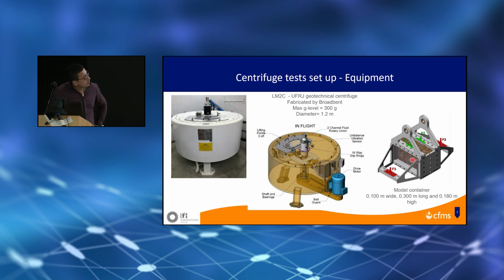So the model container employed as the space in which the centrifuge experiments take place has dimensions of 0.1 meters wide, 0.3 meters long, and a maximum height of 0.18 meters. And this model container is designed to support actuators that apply different types of loading, and additional supports to place, for instance, cameras for particle image velocimetry analysis or deformation analysis. So this kind of system is quite versatile for different applications.